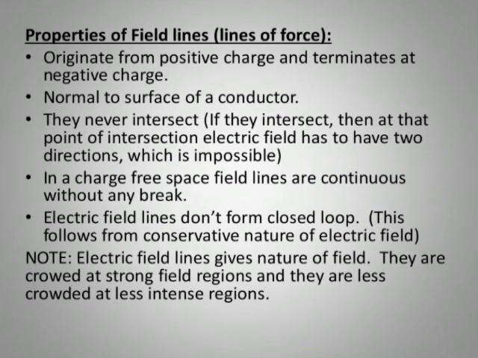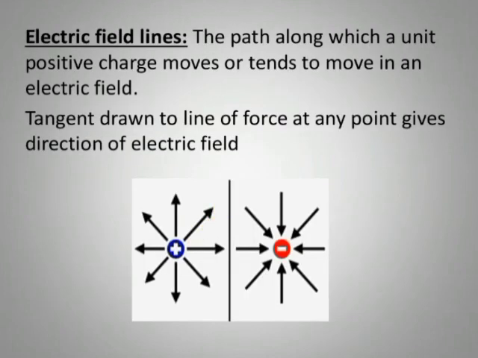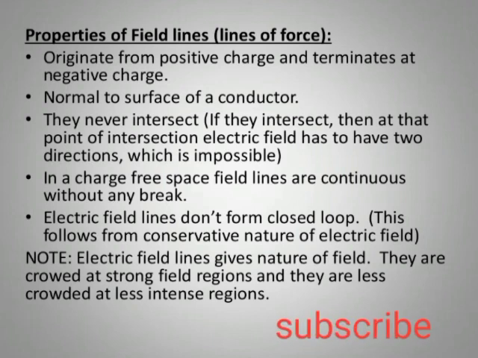Next, it tells you that they do not form a closed loop, and in charge free space field lines are continuous and without any breaks. So you can see that, do you find any sorts of breaks? No. So they are continuous and they do not form any sorts of loops like this. No loops, no intersections, no discontinuity. So these are the properties of field lines.